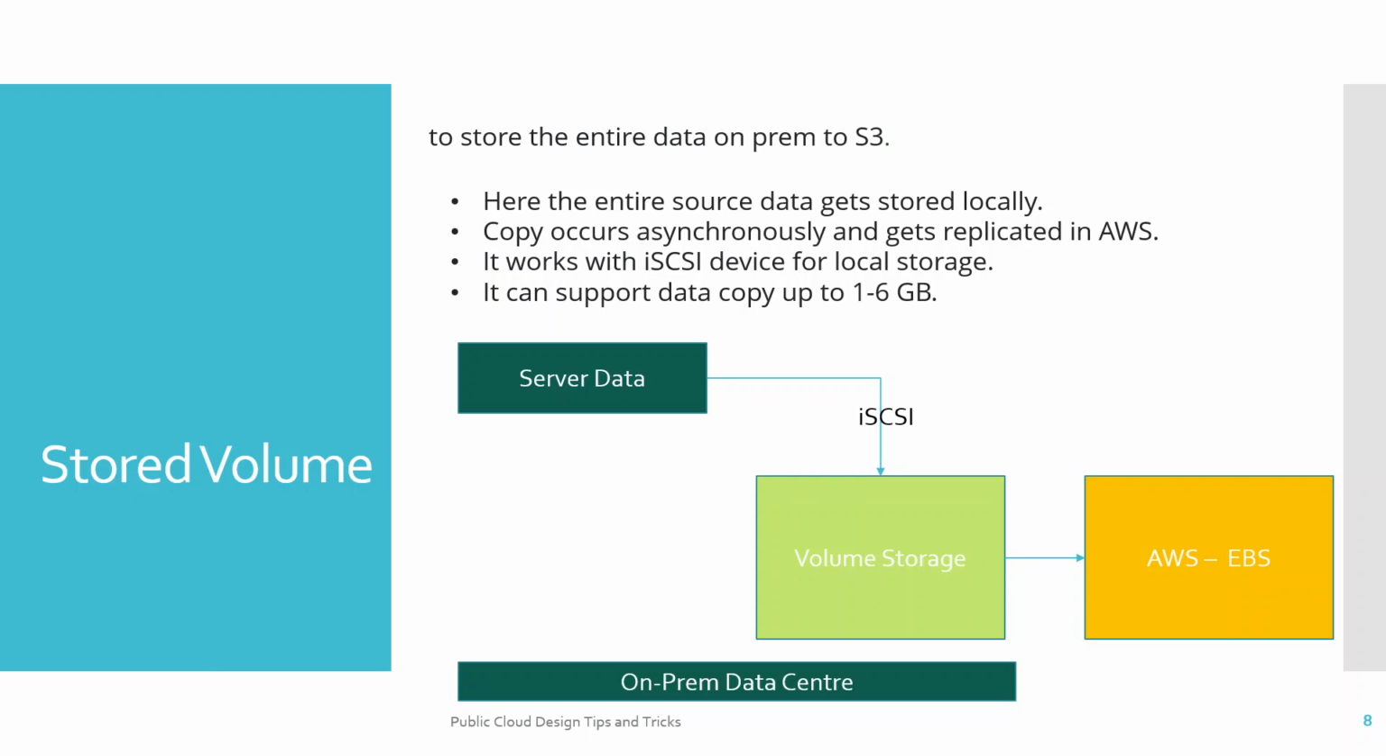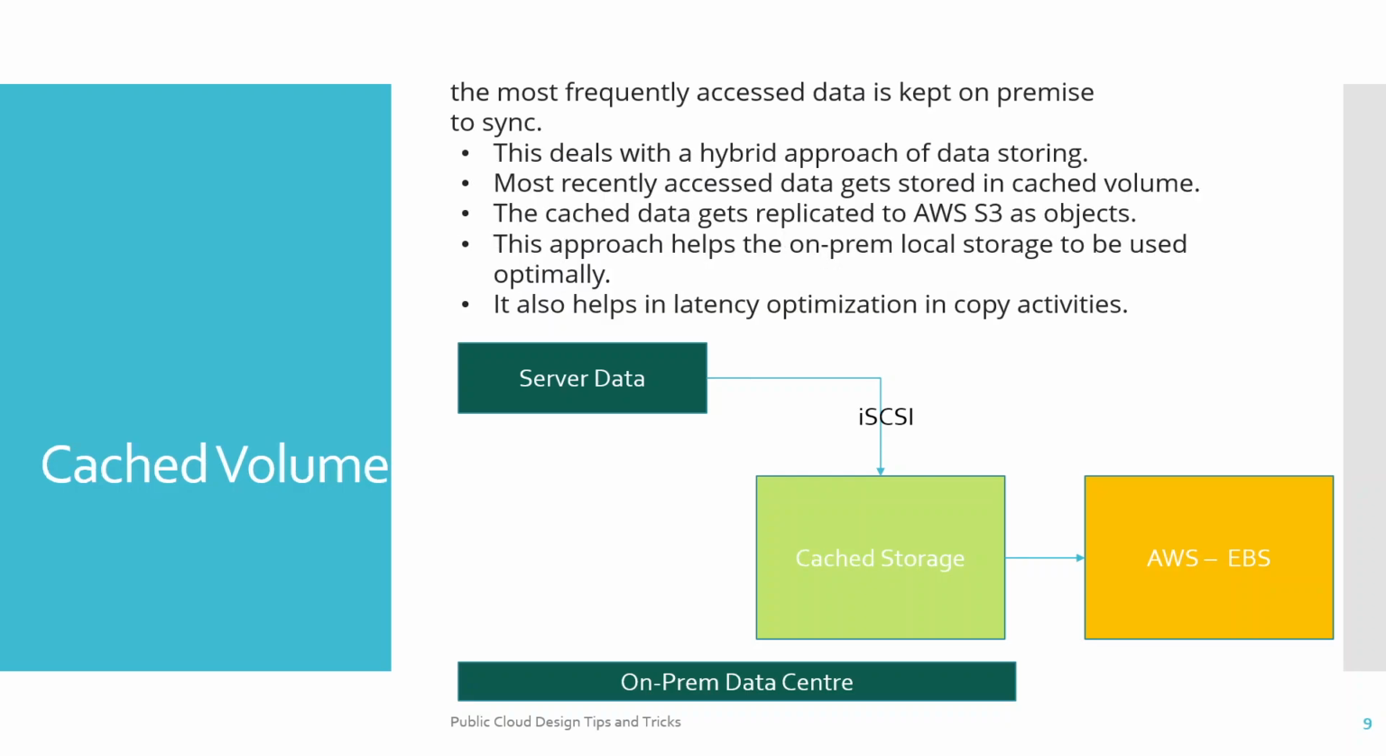So the left part is the on-prem data center where you have the server data that you want to transfer to AWS, and there is a volume storage that is the storage gateway, and then the data from the server gets locally stored here, and then it gets synced into AWS EBS, Elastic Block Storage. So that is how stored volume works.